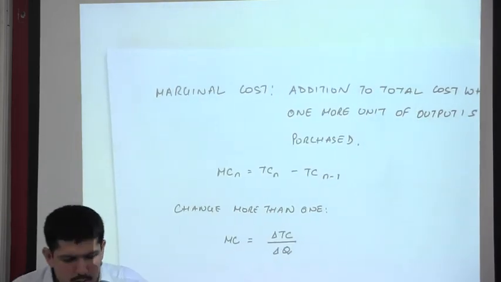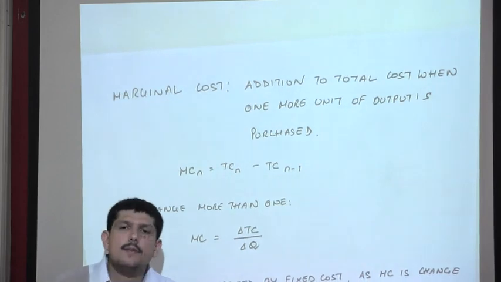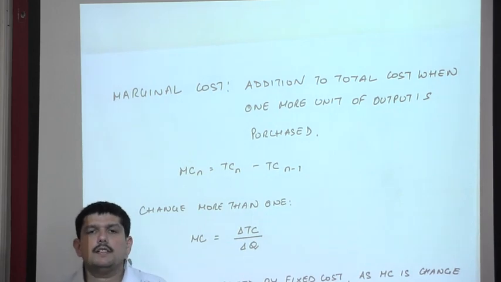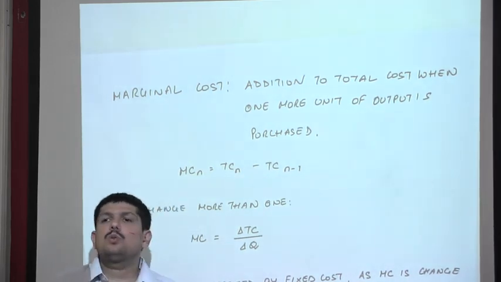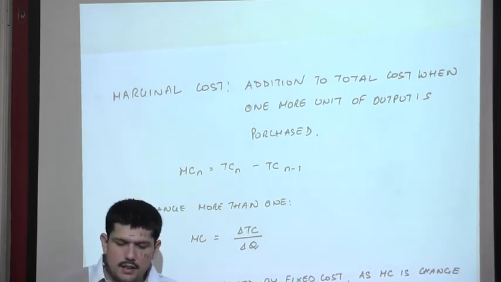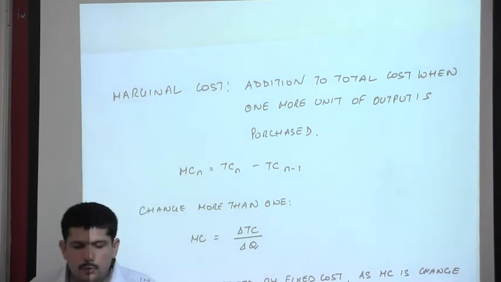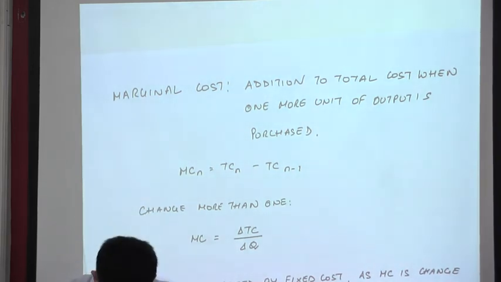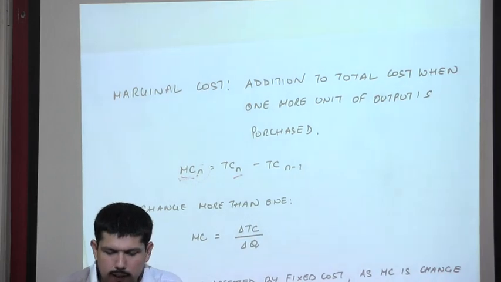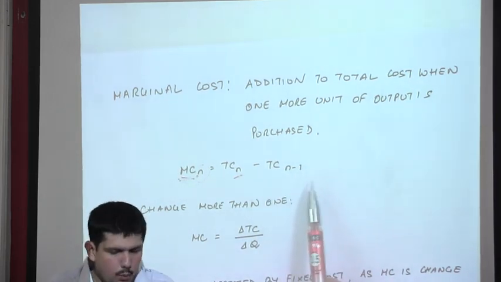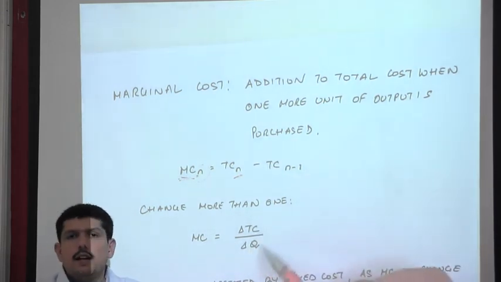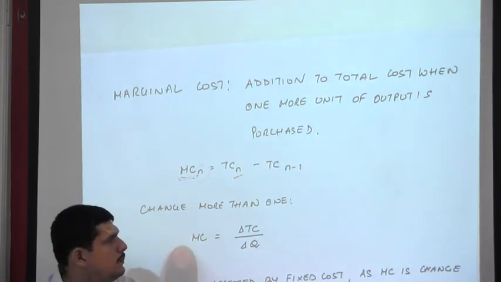Then we go to the next concept of marginal cost. Marginal cost ka concept, say marginal is always addition because of one additional unit, right? So here when we talk about marginal cost, we'll be talking about addition to total cost when one more unit of output is produced, right? So marginal cost of nth unit is equal to total cost of nth unit minus total cost of n minus 1 unit, right? When the change is more than 1, you have always seen that change in total cost divided by change in total quantity will give me the marginal cost.